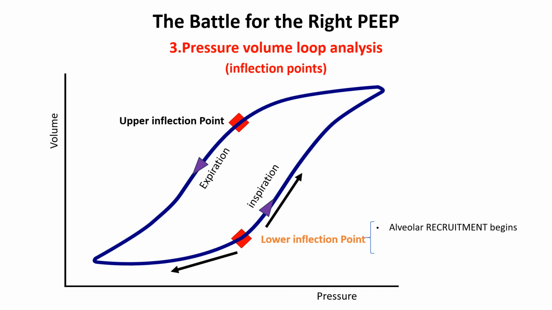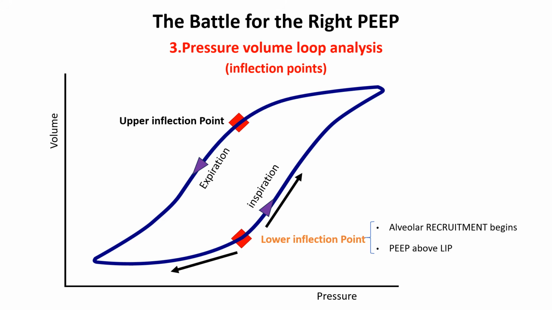To set PEEP, it is typically positioned just above the lower inflection point to keep alveoli open throughout the breathing cycle, including expiration. If PEEP is set too low or below this inflection point, it can cause repeated alveolar collapse and reopening, leading to atelectrauma.